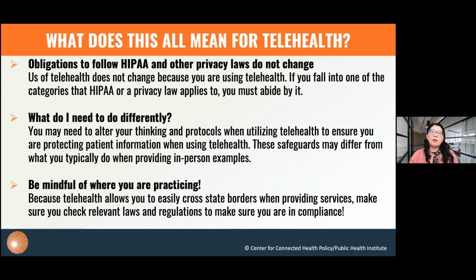So, what are some of the ways that that can happen? For example, you may be dealing with vendors who are providing a telehealth platform for you, and that's not a vendor that you're typically dealing with when you are providing services in person. You may need to get a business associate agreement with them. So that's one thing about needing to think differently, like who you would need business associate agreements with. And also, again, be mindful of where you're practicing, because state laws vary in how they address or protect that personal health information.